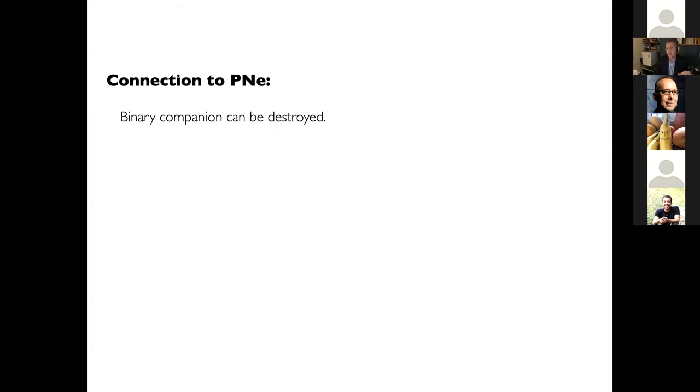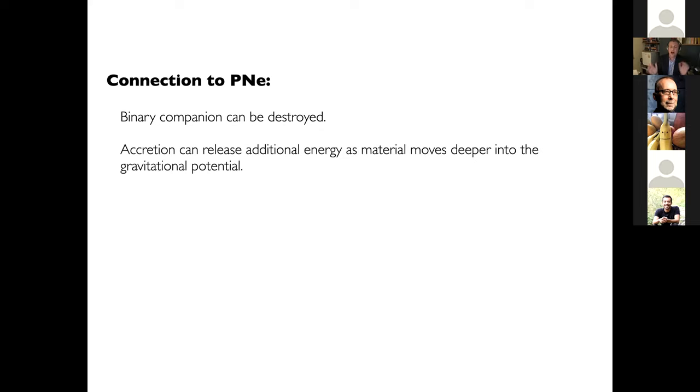The first thing for PNE is that binary companions can be destroyed. So if you see a PN and there's no companion, it doesn't mean there wasn't one, and it doesn't mean there wasn't one that influenced the evolution, especially if you see something like an undermassive white dwarf by itself. That's probably a strong indication that there was a companion there that's been destroyed. Also, once you are tidally disrupted, material falls deeper into the gravitational potential, and you can tap almost an additional factor of 10 in gravitational potential energy when that happens. So you can probably eject the envelope in many of these scenarios. That's something else to keep in mind for people looking at PN and doing CE.